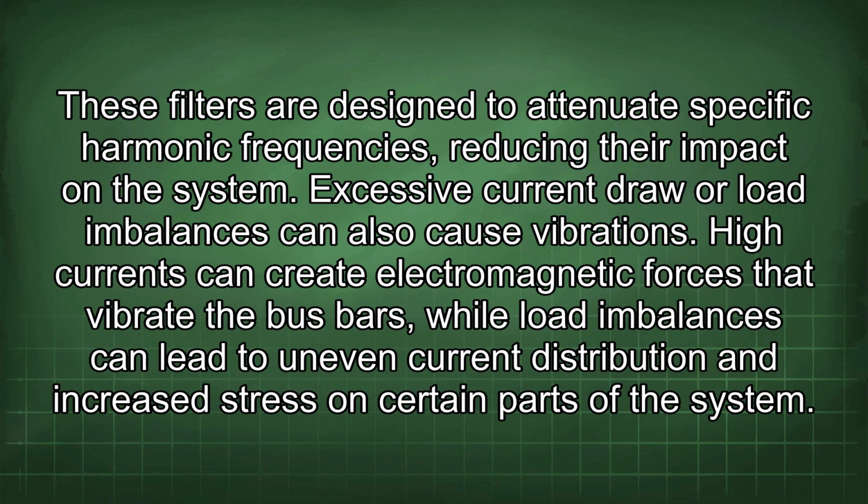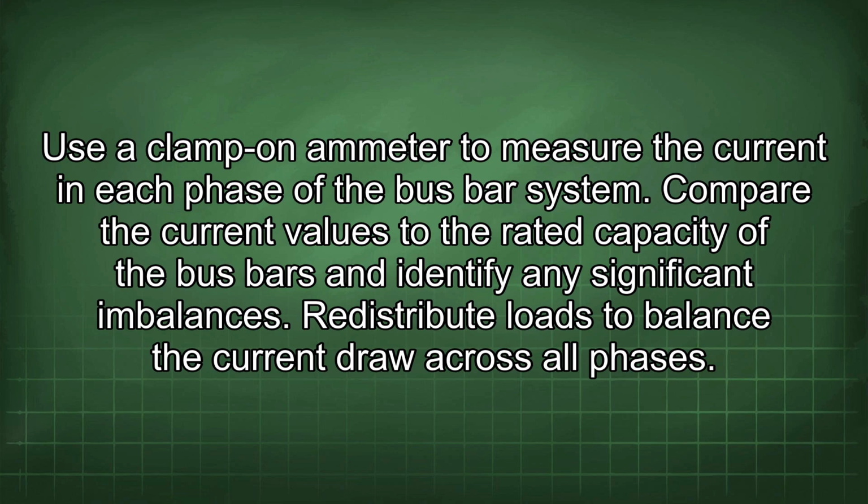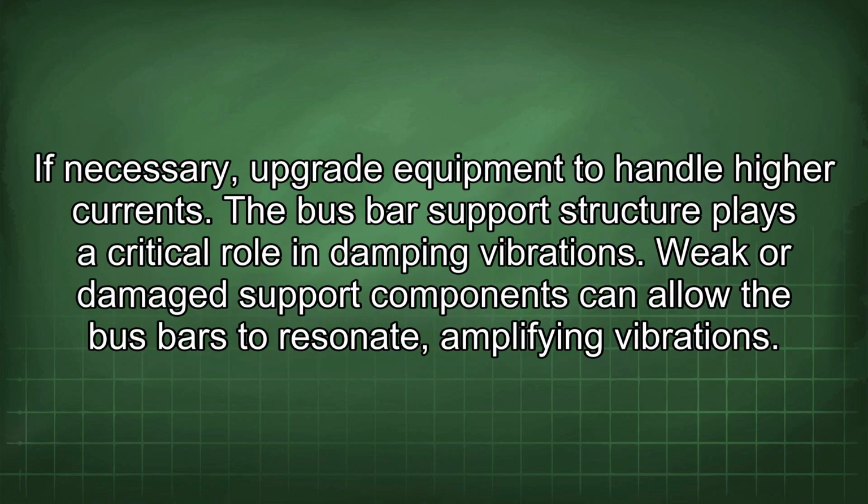Excessive current draw or load imbalances can also cause vibrations. High currents can create electromagnetic forces that vibrate the bus bars, while load imbalances can lead to uneven current distribution and increased stress on certain parts of the system. Use a clamp on ammeter to measure the current in each phase of the bus bar system. Compare the current values to the rated capacity of the bus bars and identify any significant imbalances. Redistribute loads to balance the current draw across all phases. If necessary, upgrade equipment to handle higher currents.